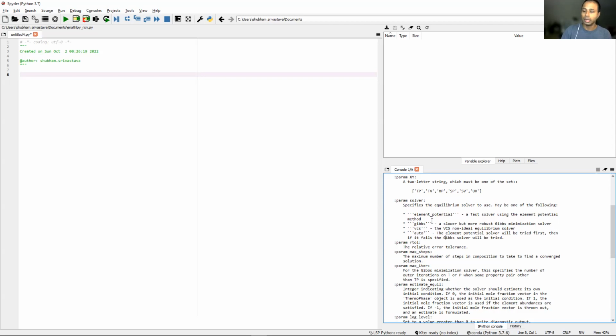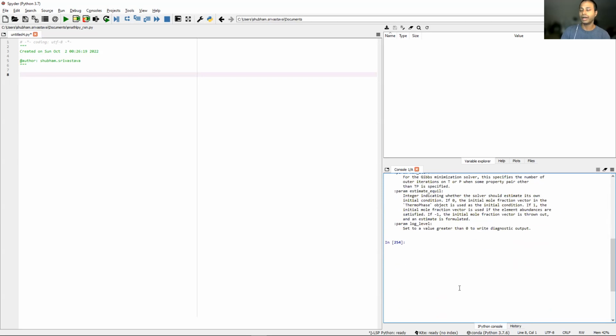more robust. Let's go ahead and define the composition of the system. We will say gas.TPX equals 300. That's the temperature that we will set. 1 atmosphere pressure, so ct.one_atm. This is a keyword in Cantera that sets the pressure at 1 atmosphere. So instead of writing 101325 every time, you can just type this term.